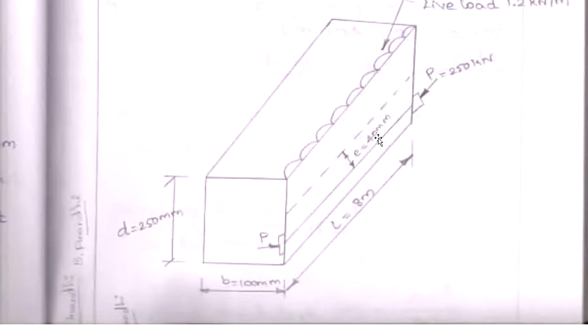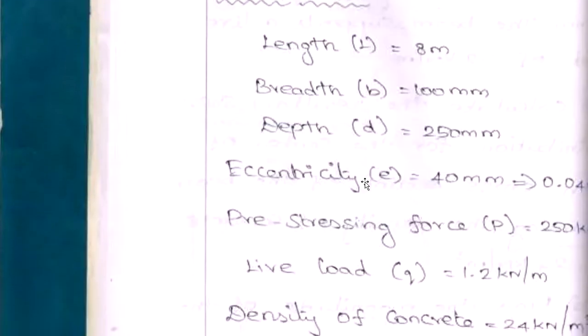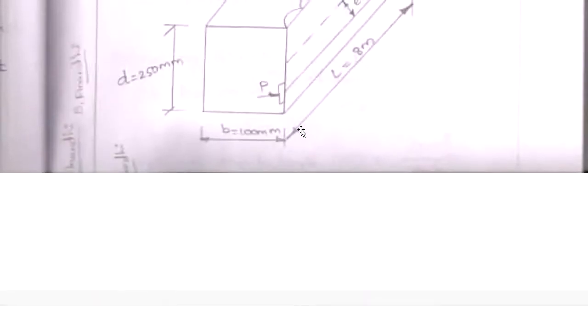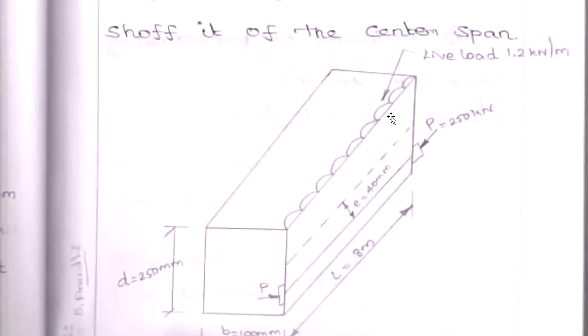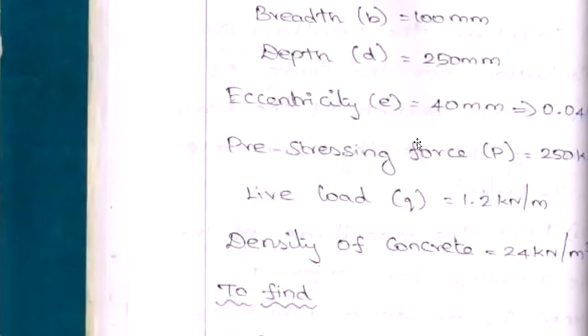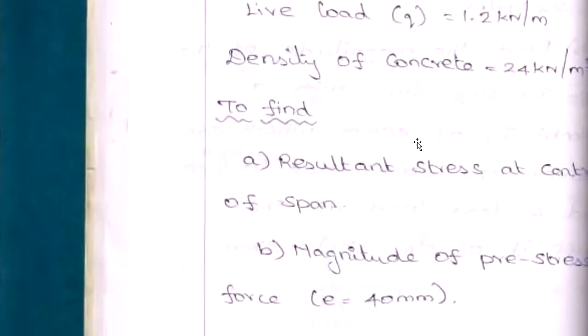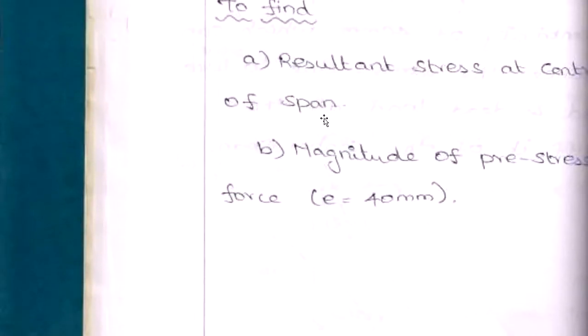This is a beam which is applied with the pre-stressing force P. So pre-stressing force P they have given as 250 kilonewton. So P 250 kilonewton is applied at an eccentricity of 40 mm. Total length of beam is 8 meter, breadth of beam is 100 mm, depth of beam is 250 mm, and it is carrying the live load of 1.2 kilonewton per meter. So all these things they have given. Next thing what we have to do is calculate the resultant stresses at the center of the span, means top fiber and bottom fiber.